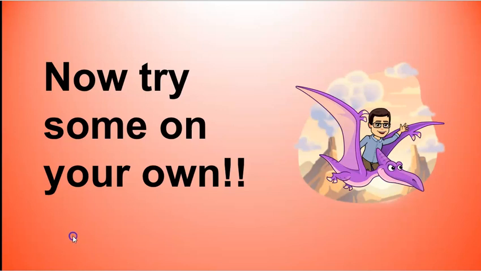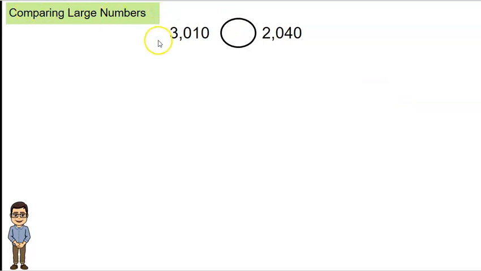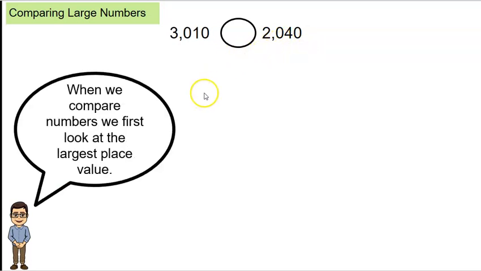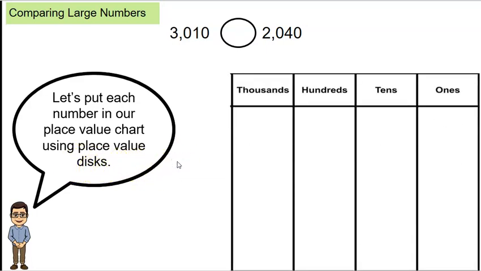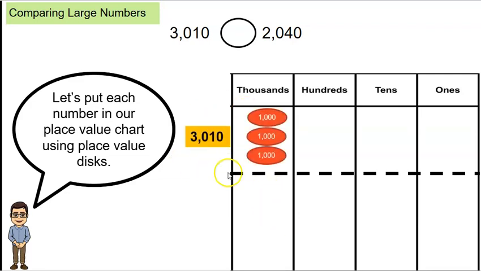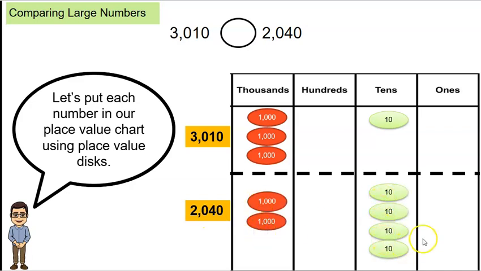Okay, I hope you all did really well on those, because I'm sure they weren't too hard. So let's go ahead and start on comparing large numbers. Here I have 3,010 and I have 2,040. So when we compare numbers, we first look at the largest place value. So I want to do that by putting our numbers in a place value chart using place value disks. So here's my chart, and I'm going to split it into 2 parts. So I have one for 3,010, and there's my 3,000s. There's my 10. And then I have another side for 2,040. There's my 2,000s, and there's my 4 tens.